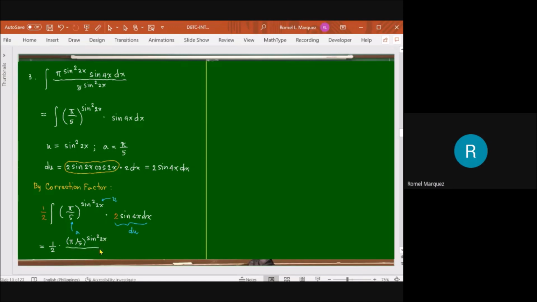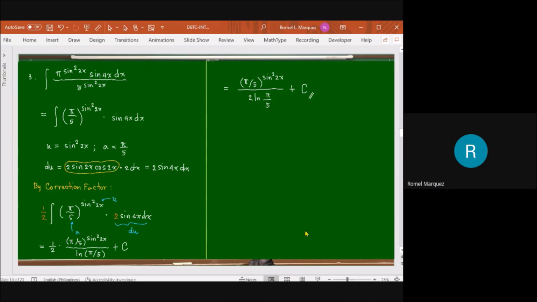Over ln a. But what is my a? Pi over 5. Then plus your favorite C. That's already the answer. All we need to do is to put it in a nice form. So we have pi over 5 raised to sine squared of 2x over 2, then ln of pi over 5, then plus c.